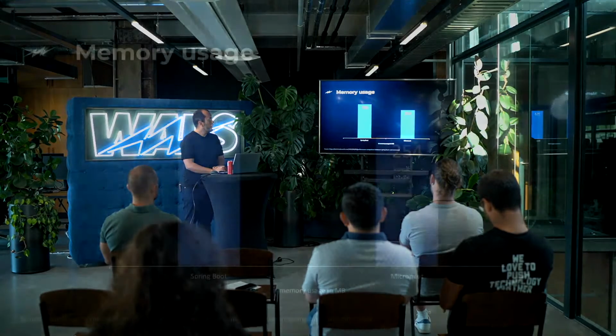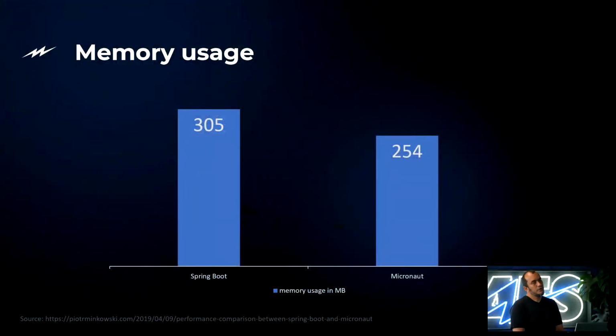The next thing is the memory usage. So Micronaut is doing a lot of stuff at compile time, and it reflects here. So we have this advantage of using less memory, and for your company it's good because you are going to pay less money to your cloud provider. So it's a nice feature.